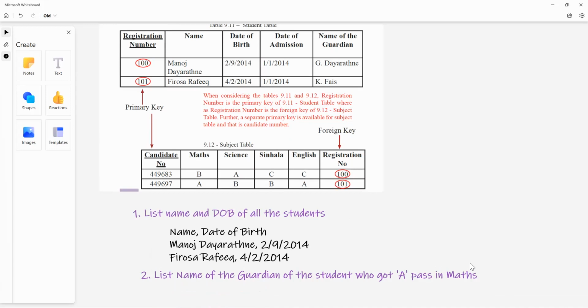We need the name of the guardian, but the guardian's student should have got an A plus in maths. So now we have to connect the two tables. The first one actually comes from the single table, so we have to connect. Now, whenever you connect, look at this registration number, because that's the common thing.